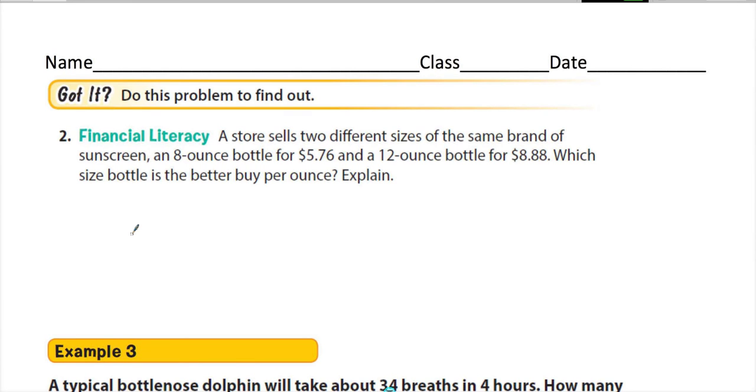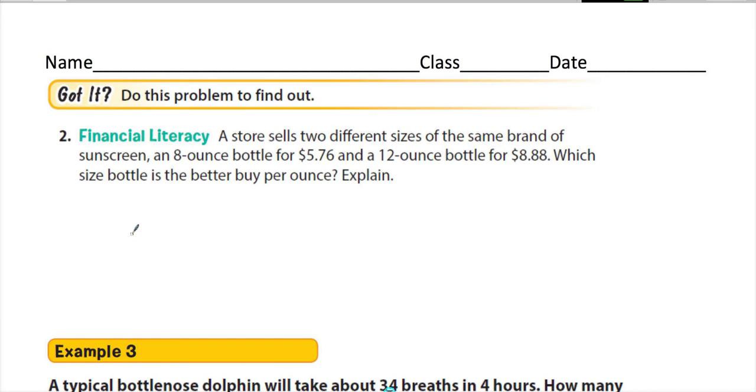All right, let's take a look here. It says a store sells 2 different sizes of the same brand of sunscreen, an 8-ounce bottle for $5.76 and a 12-ounce bottle for $8.88. Which size bottle is the better buy per ounce? And explain. All right, so usually, you have to buy new sunscreen every year because it does expire. And if you didn't know that, yes, it actually does. Just look at the bottom, and there's usually a date somewhere on it.